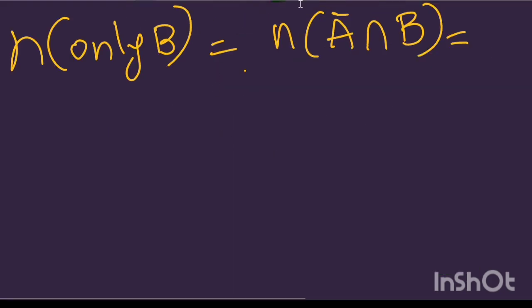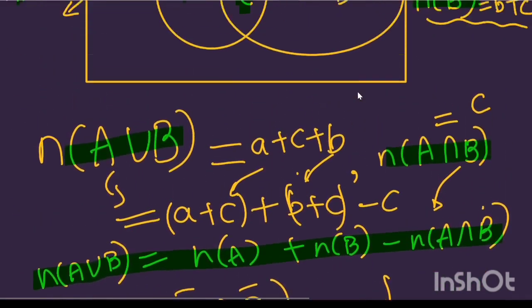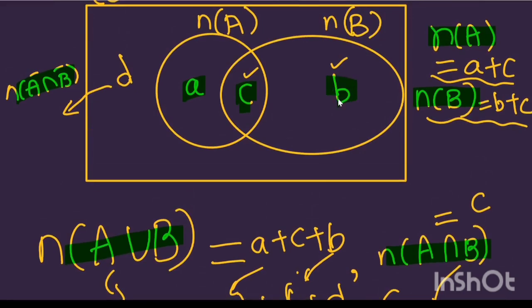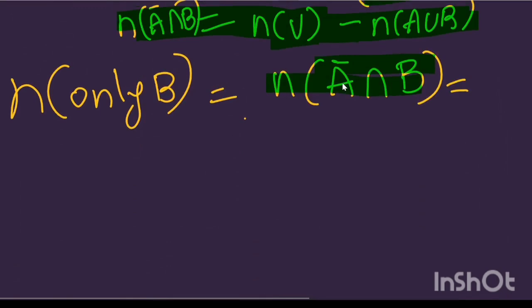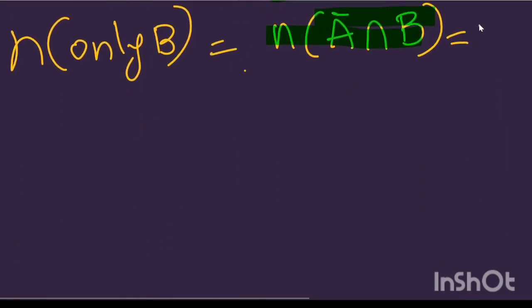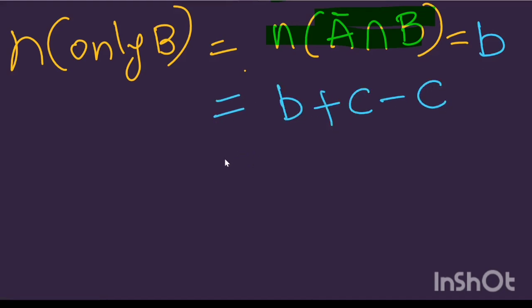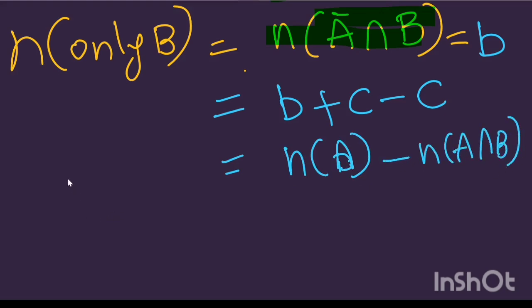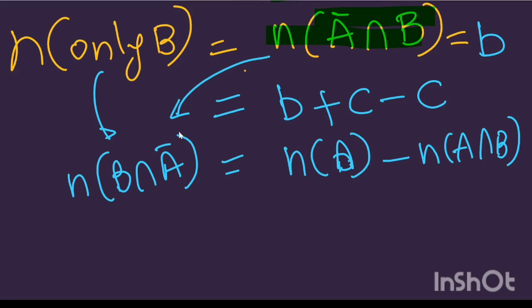Now we know that n of only b is a bar intersection b. This is what we did in the previous example. Now a bar intersection b, that is only b, is this much. It is b only, small b. So we will write it as small b, and then we can write it as b plus c minus c, adding c and subtracting c. B plus c is what, guys? We know that it is nb. C is n a intersection b. So n b intersection a bar, or only b, is what, guys? nb minus n a intersection b.